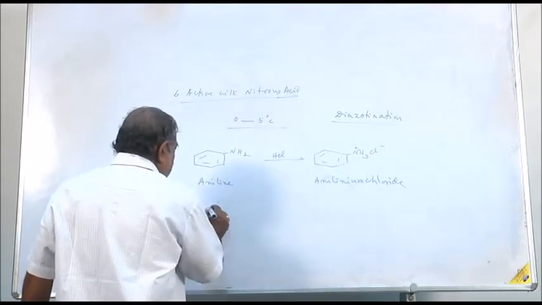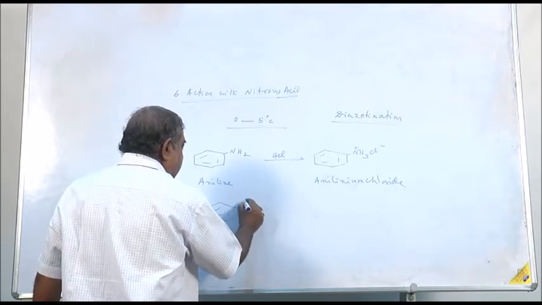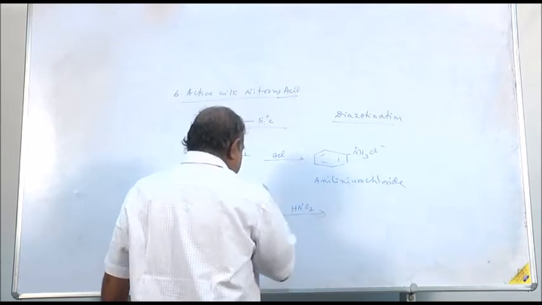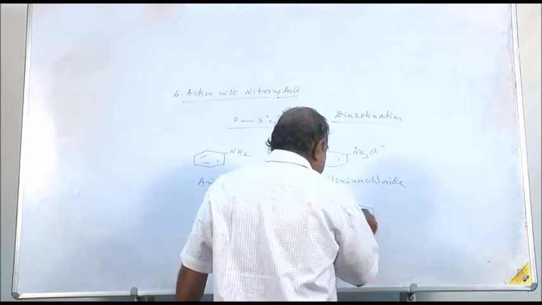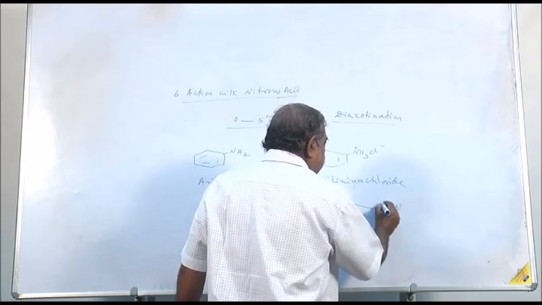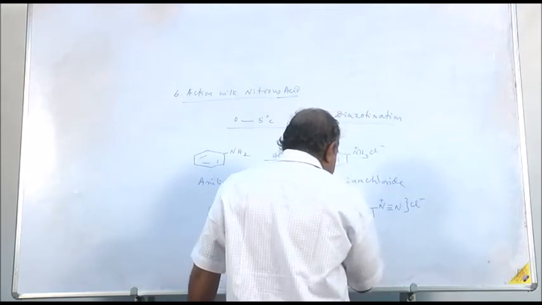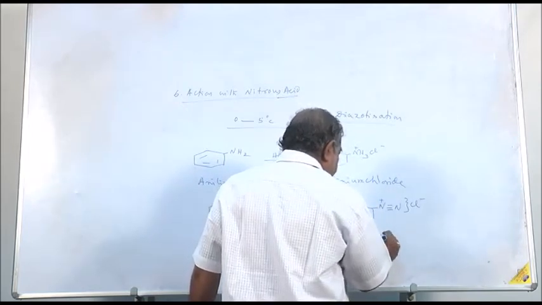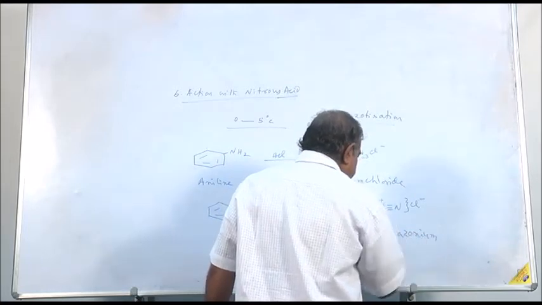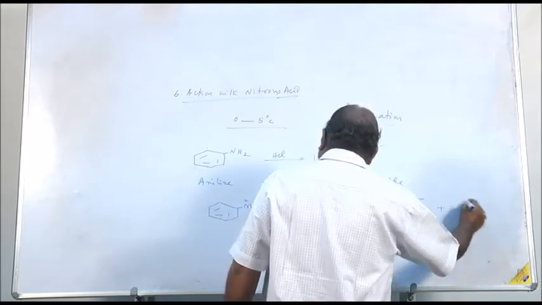This anilinium chloride, when treated with nitrous acid, HNO2, you will get benzene diazonium chloride, N triple bond N plus Cl minus. This is called benzene diazonium chloride. There is elimination of 2 molecules of water.